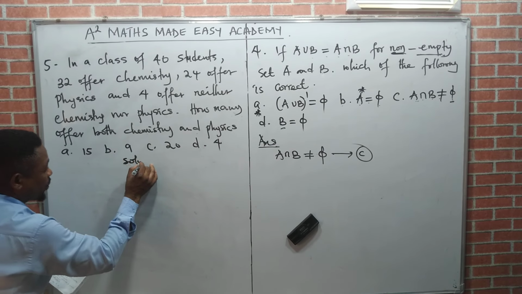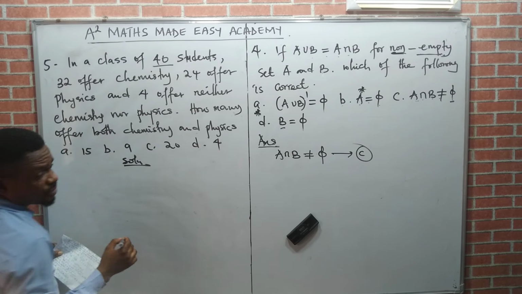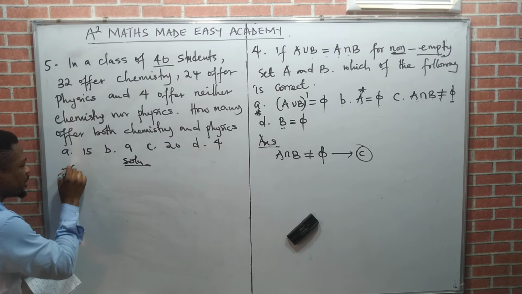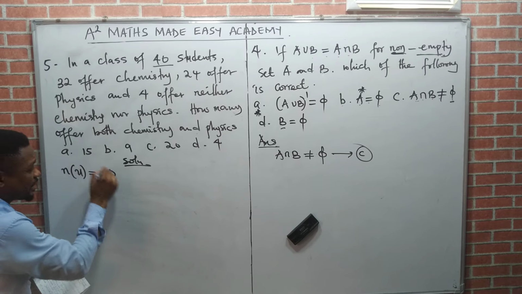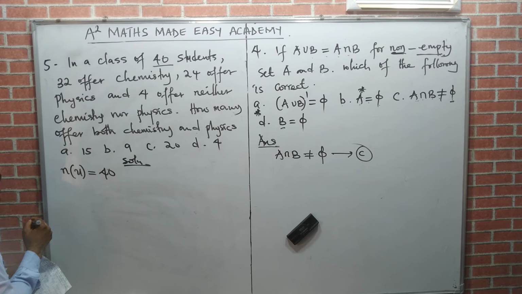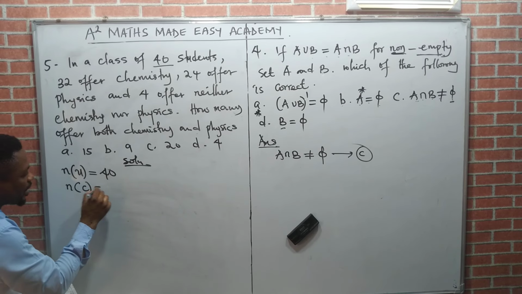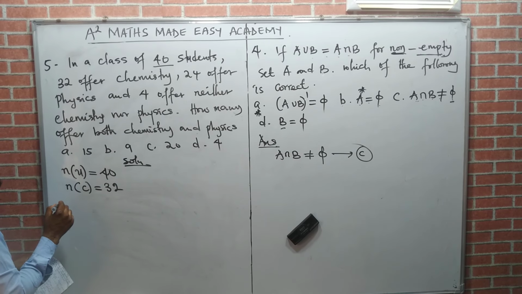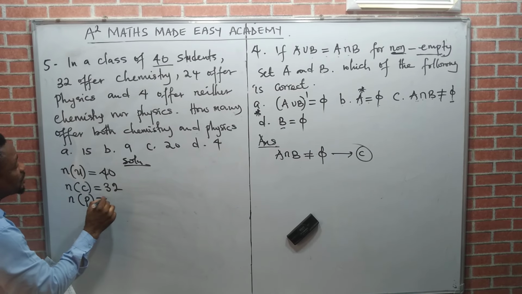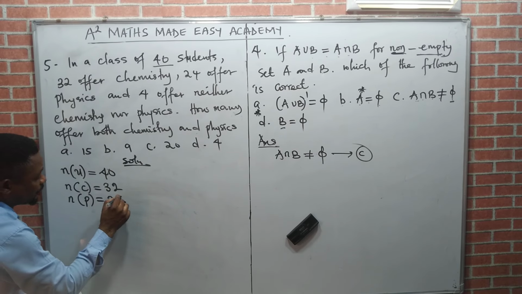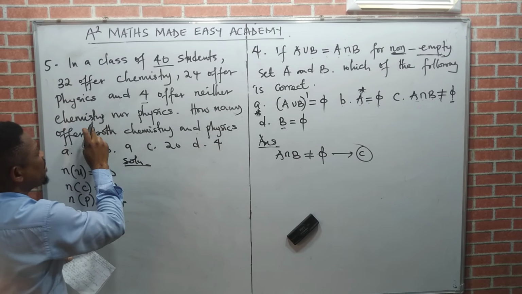I want you to watch, everyone. Now the question says, in a class of 40 students. What is that 40 students? It is the universal set. So which means the cardinality of the universal set is what? 40. And 32 offer chemistry. The number that offer chemistry is what? 32. Then 24 offer physics. The number that offer physics is what? 24. Now the question says, 4 offer neither chemistry nor what?